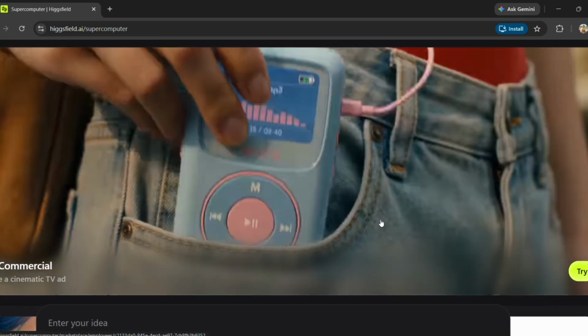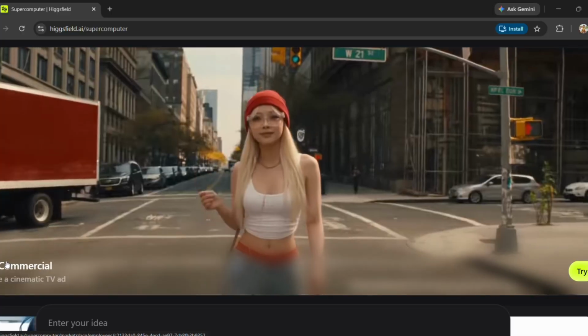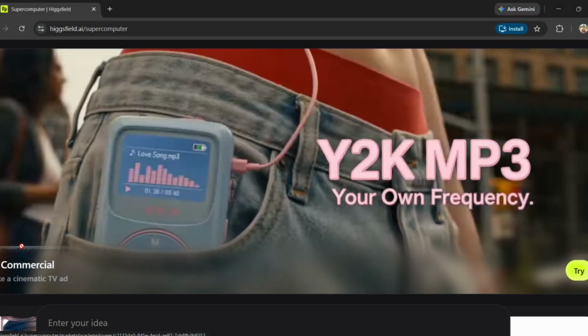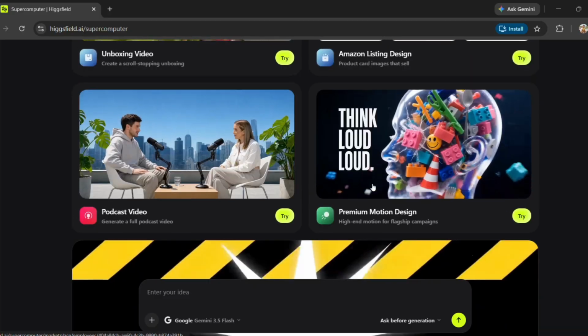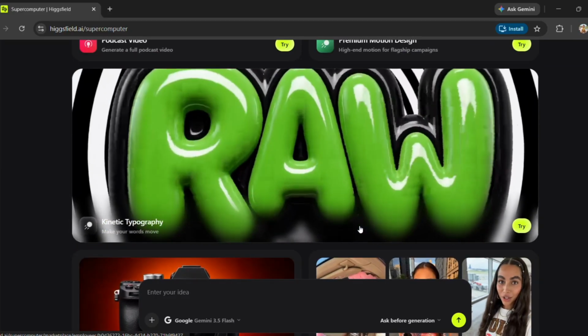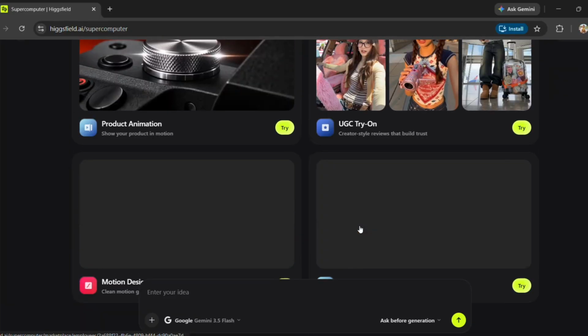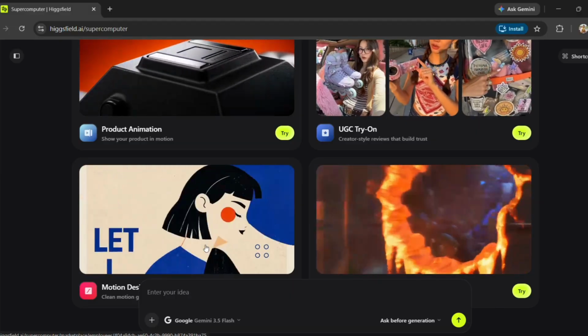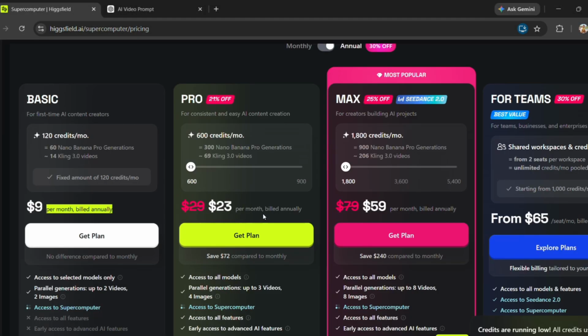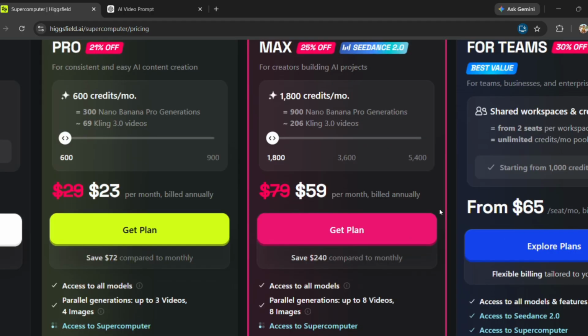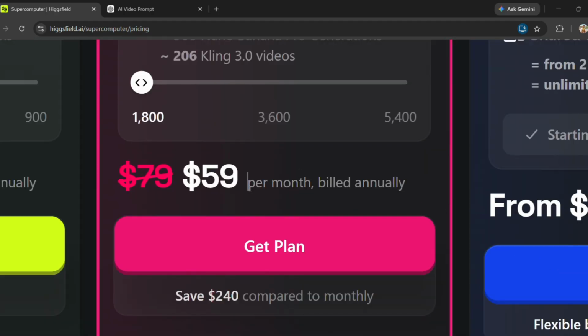Now here's where I think most people make a mistake. They see a cinematic demo online and assume every generation looks like that. That's not reality. Some generations look incredible, some look weird, some need multiple attempts before they become usable. That's just part of the process right now. And honestly, I think people need to hear that. Because if you buy Higgsfield expecting Hollywood in one click, you're setting yourself up for disappointment.